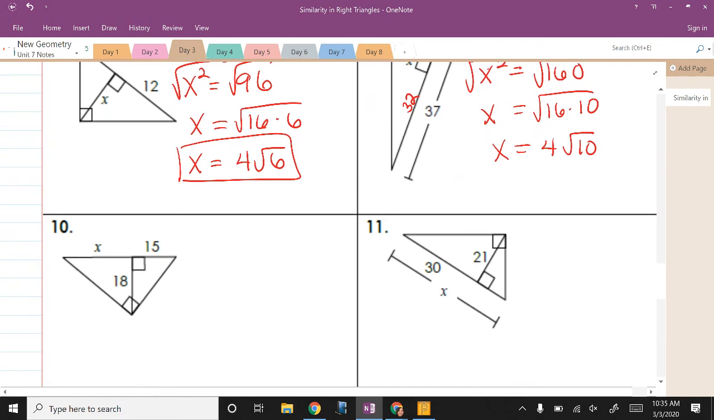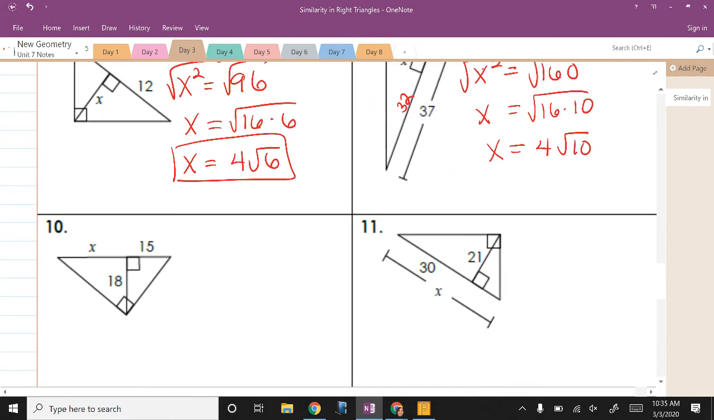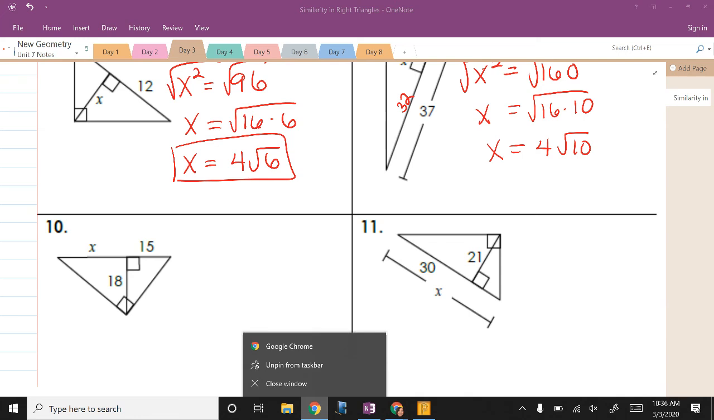Okay? Number 10's a little different. How is number 10 different? Yeah, the x is one of the legs. It's part of the hypotenuse, isn't it? It's part of the hypotenuse. So which one gets the square? 18, x, or 15? Yeah, the altitude gets the square, and the altitude this time is 18. Y'all see that? So you're going to set it up a little bit differently.